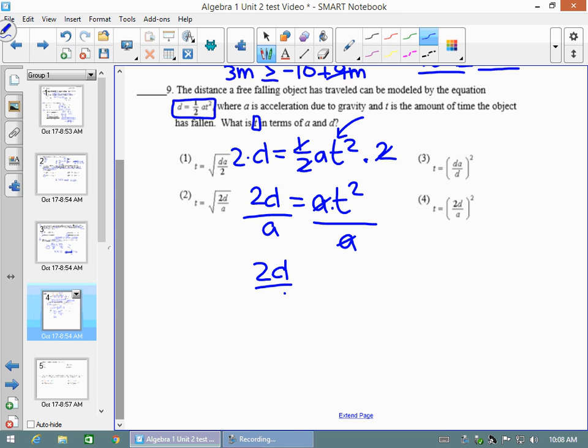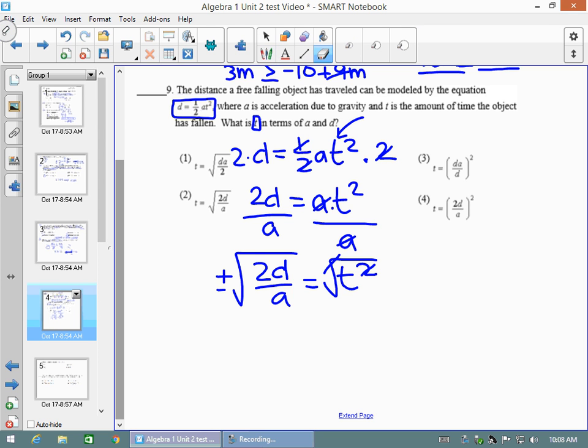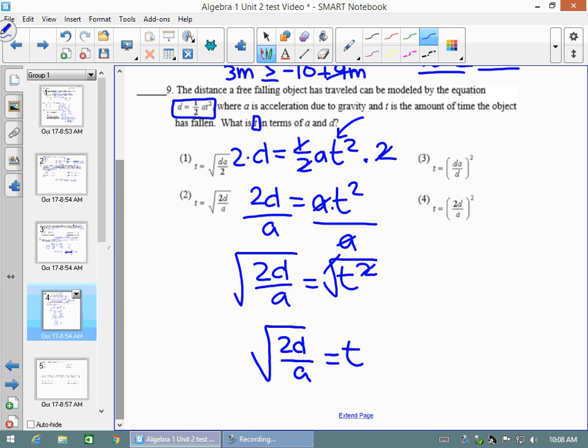To undo a square, I have to take the square root. Technically, there would be a plus or minus here. However, we are talking about time. So since time is only going to be referred to in the positive, we're going to leave it as the positive square root of 2d over a, which is equal to my time. And that comes out to be choice 2.